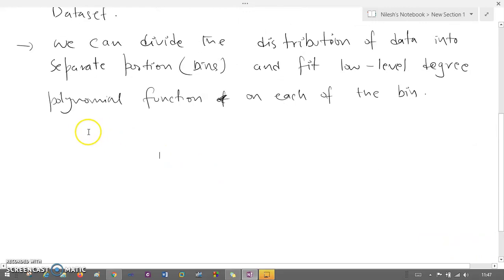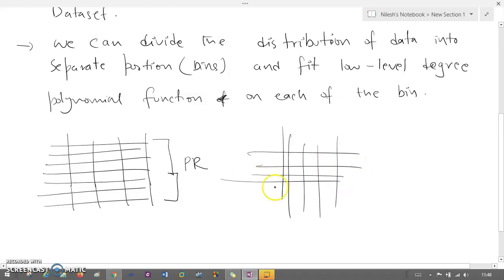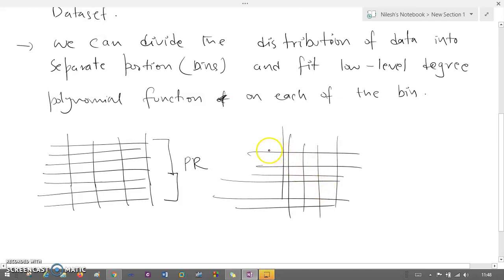And what I mean to say is, if I have a data set that looks like this, and let me take one more line. I have a data set that looks like this. Earlier I was using this whole complete data set for my polynomial regression, and now what I'm doing is separating it out. So this is going to be my first bin, this is going to be my second bin, and so on. This is going to be my k bin.